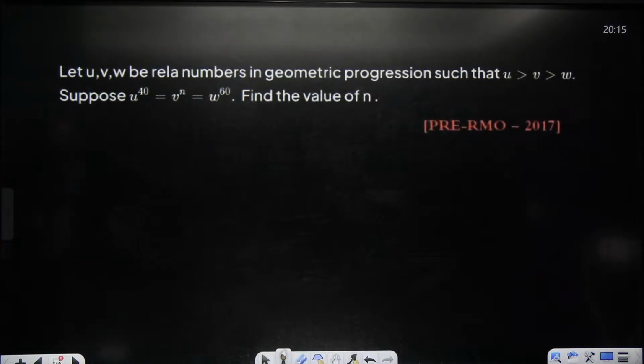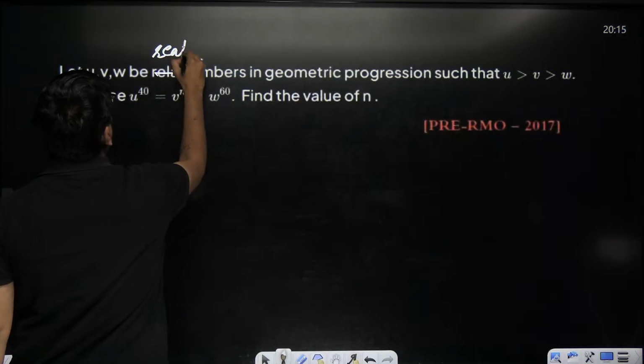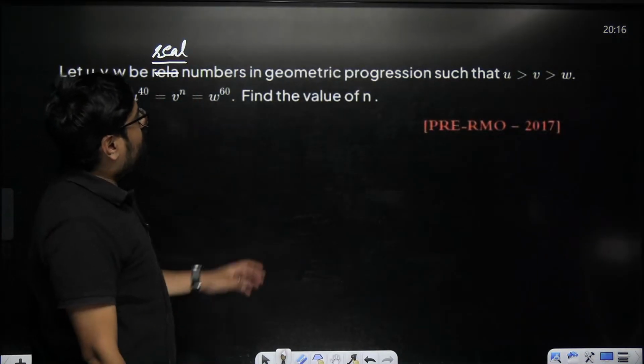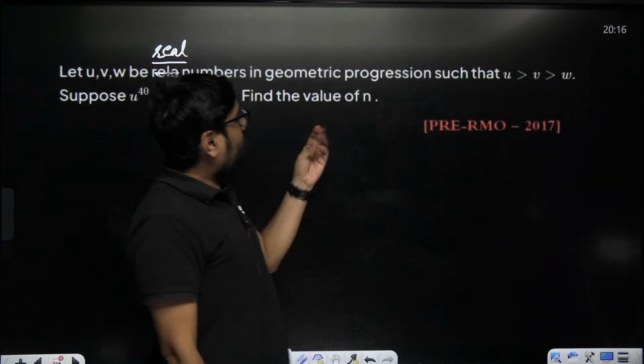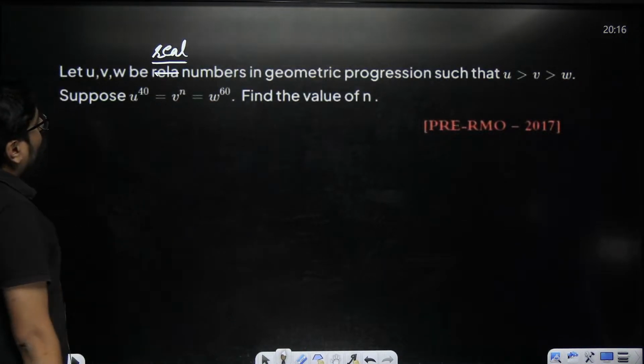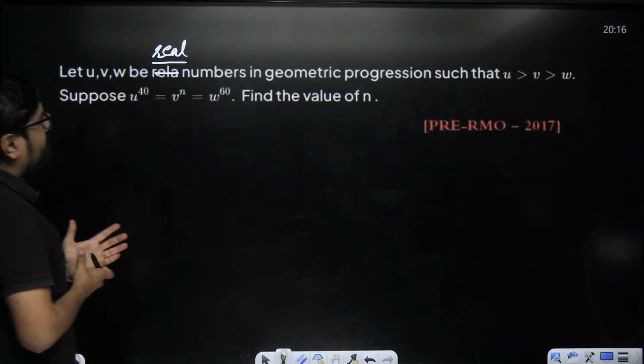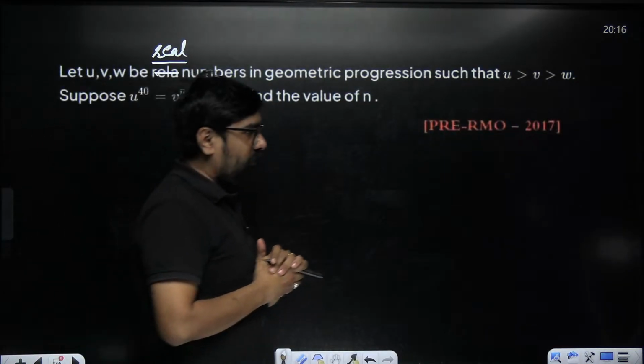Let U, V, W be real numbers in geometric progression such that U is greater than V and V is greater than W. U to the power 40 is equal to V to the power n is equal to W to the power 60. Find the value of n. They are asking us to find the value of n.